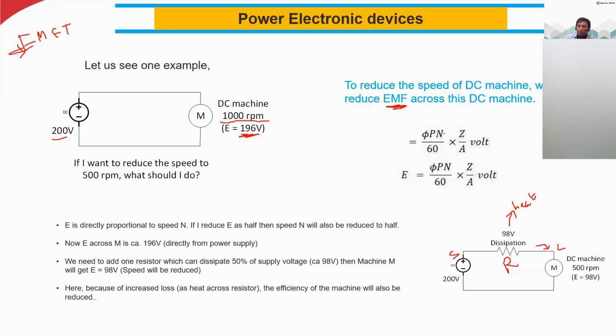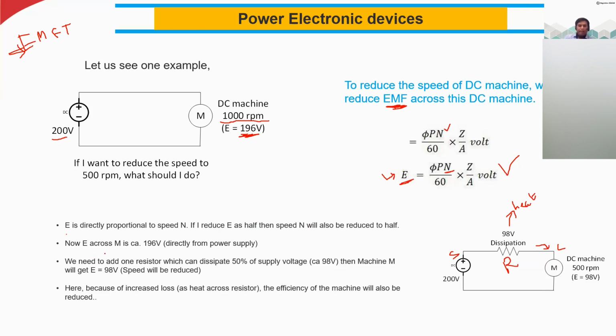This is the formula: E equals phi P N divided by 60, multiplied by Z by A, and here N is the speed. So just remember this formula. E is directly proportional to the speed. E is the EMF, and N is the speed. If I reduce E to half, then I can reduce the speed of this DC machine to half. This is the principle. So I can use any efficient method to reduce this EMF.